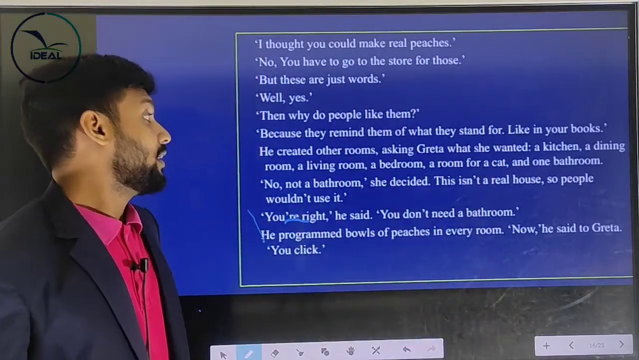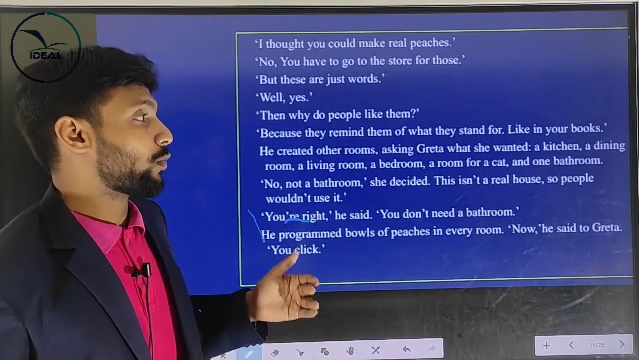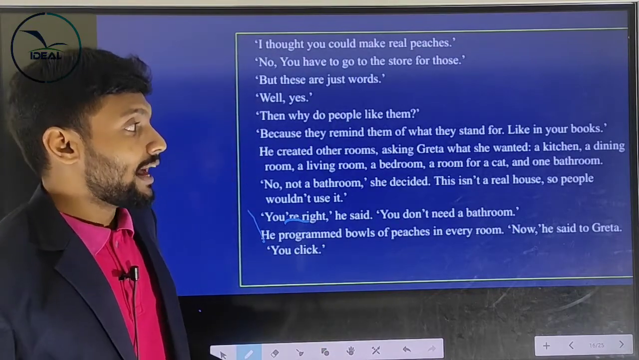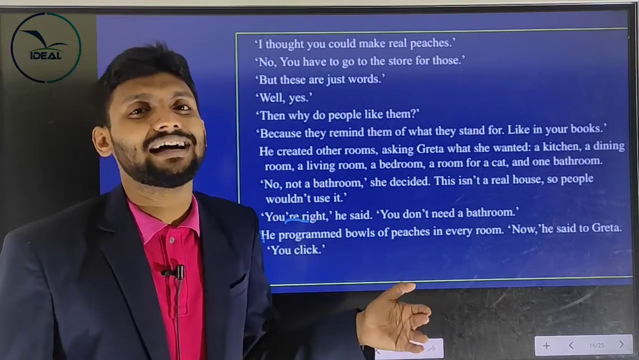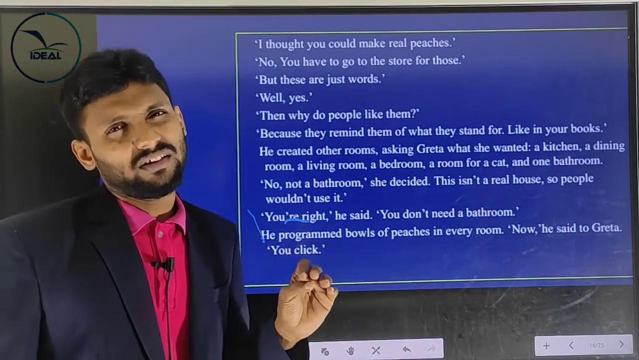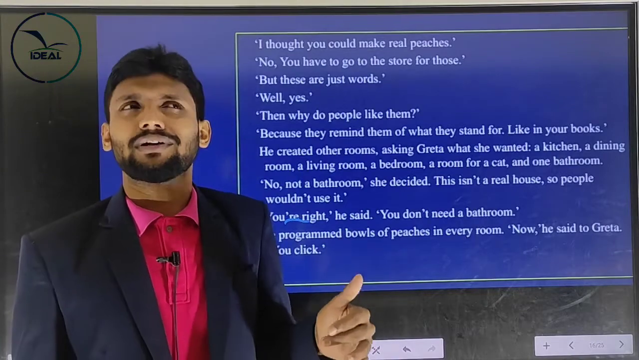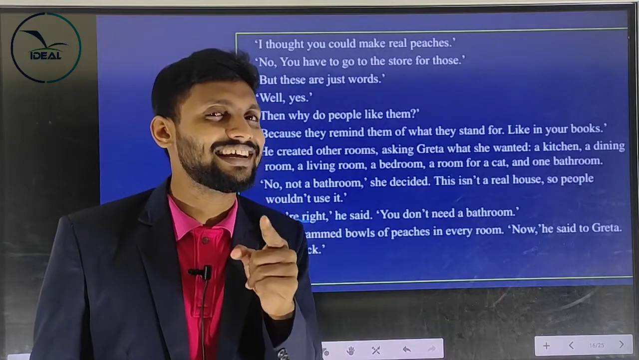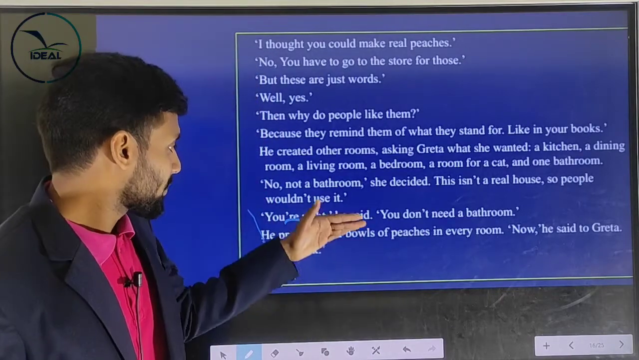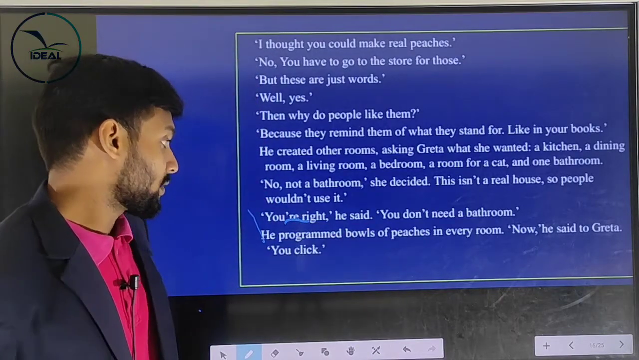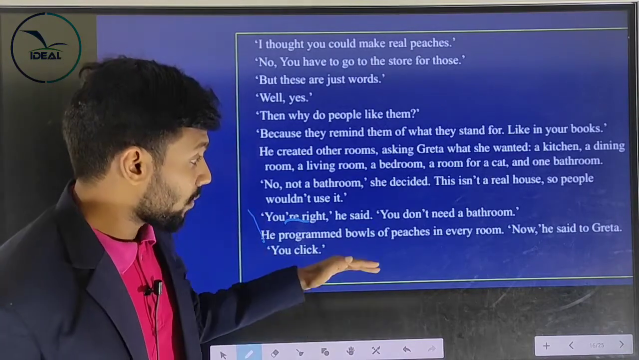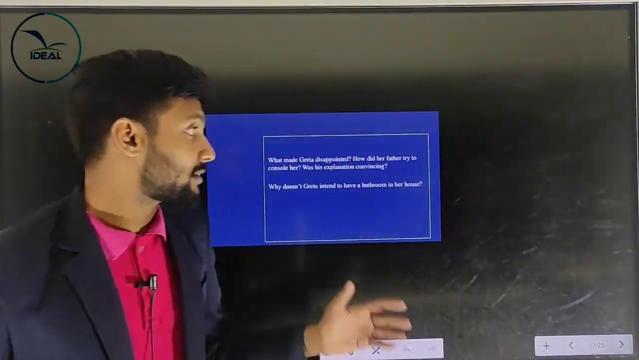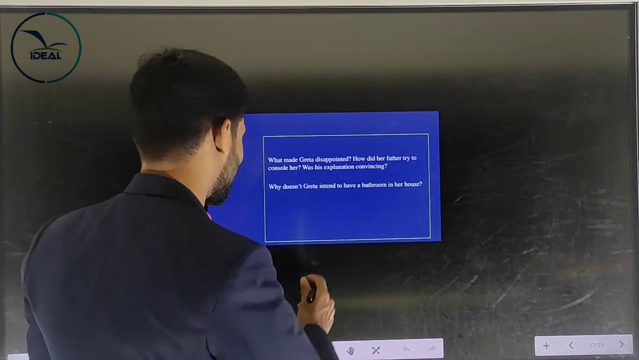That's it. He created other rooms, asking Greta what she wanted: a kitchen, a dining room, a living room, a bedroom, a room for the cat, and one bathroom. Everything he was asking Greta, but Greta said no, we don't need a bathroom because it's not an original home, a real home. That's why people won't use that. Then the father said, yeah, you are right. They won't use that. Okay, you are right, you don't need a bathroom, and he programmed a bowl of peaches in every room. Now he said to Greta, you just click.